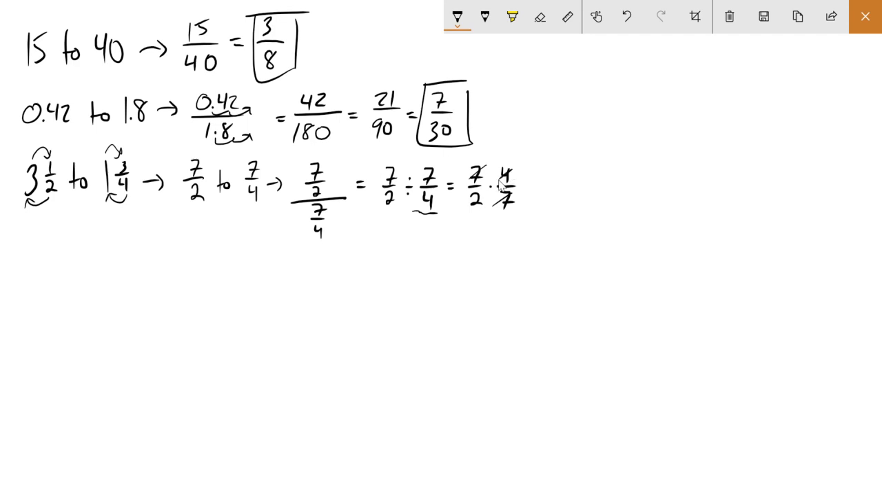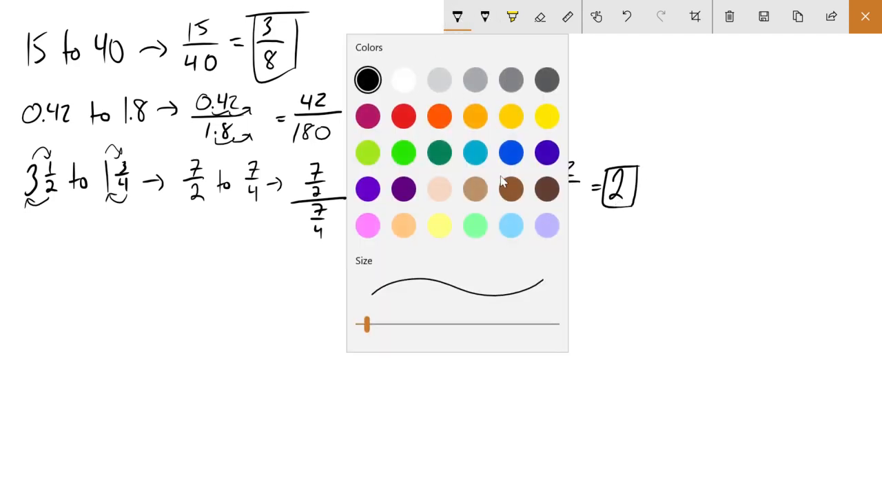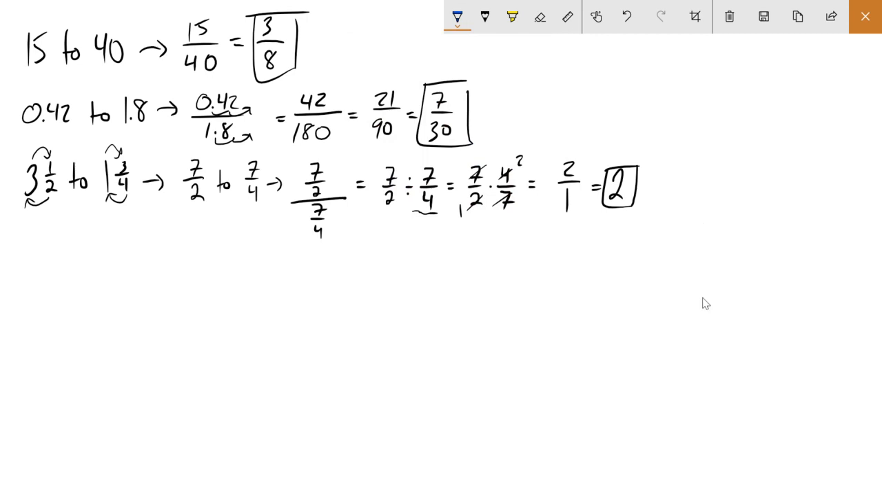And then actually 4 and 2 are both divisible by 2. 4 divided by 2 is 2. 2 divided by 2 is 1. So all you're left with here is 2 over 1, or 2. Now, reducing ahead of time is just a shortcut I use, but it's not required.